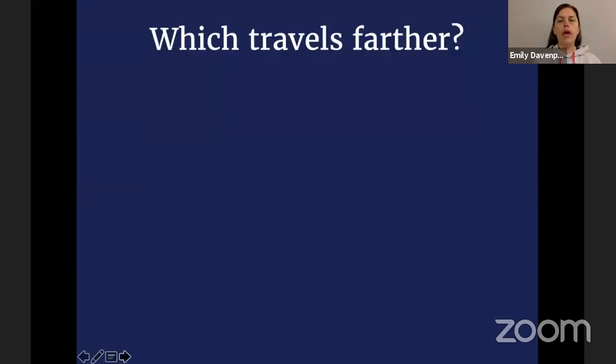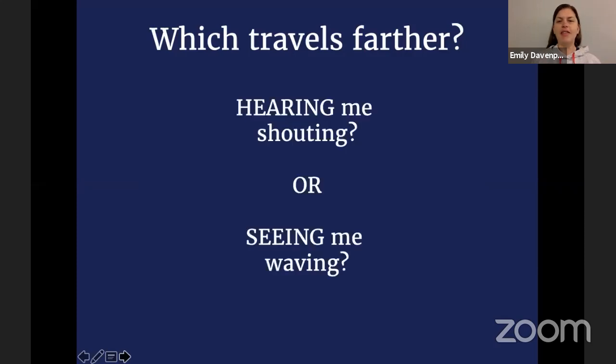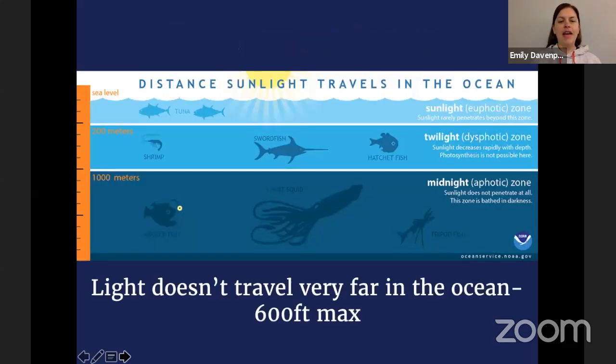So which do you think might travel farther? Let's think about this. Hearing me shouting or seeing me waving? As it turns out, hearing me shouting is going to travel farther. You're going to be able to hear me maybe down a block away, whereas you might not be able to see me waving at you that far.